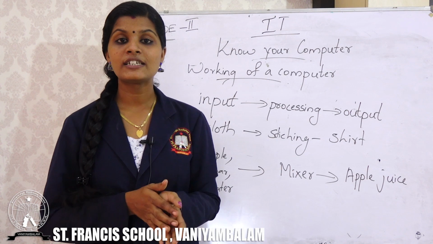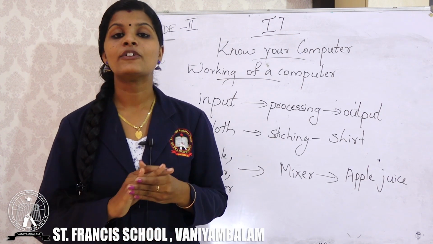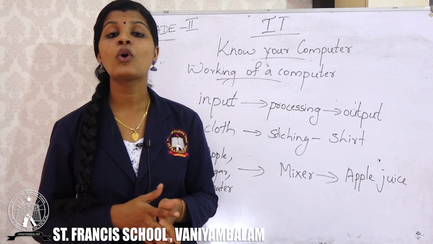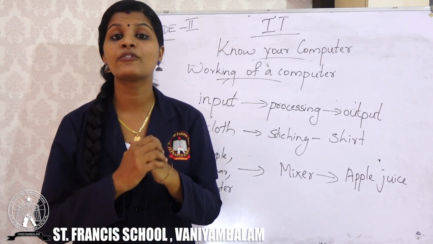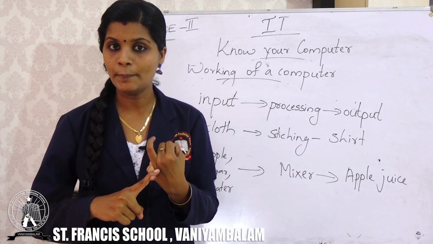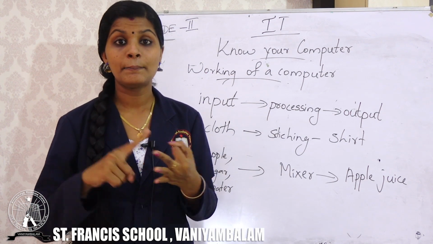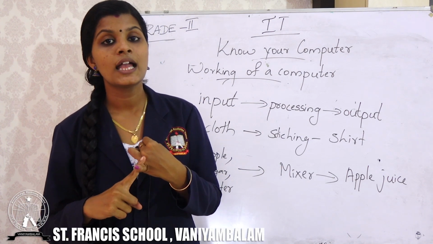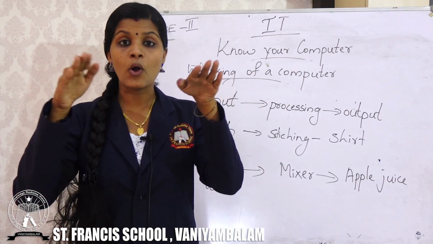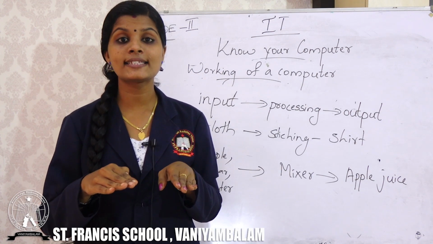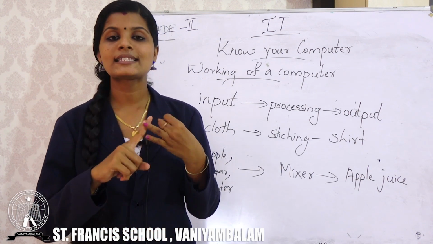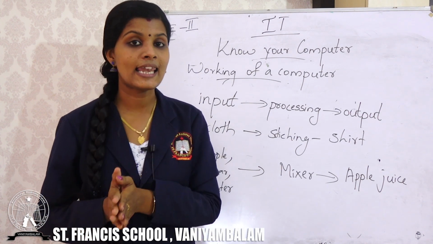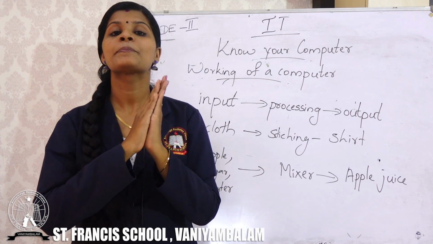So today we have discussed 2 topics. The first one is different types of computer. We have 4 different types of computer, which is the first one: desktop, laptop, palm top and tablet. What is a desktop computer? The computer which we keep on the top of a desk is known as desktop. What is laptop? The computer which we keep on top of our lap, that is known as laptop.